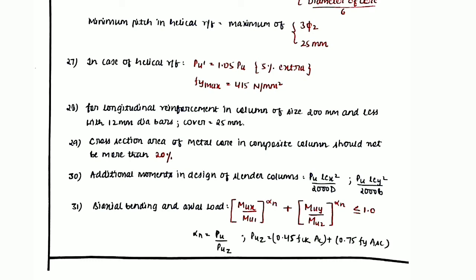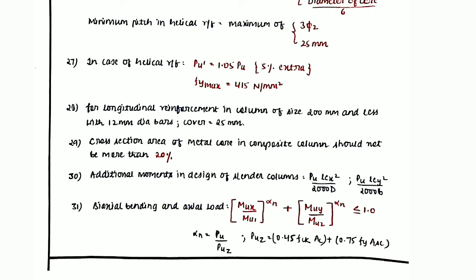Now there is one equation, that is biaxial bending and axial load. Mux divided by Mu1 to the power alpha n plus Muy divided by Mu2 to the power alpha n should be less than or equal to 1.0. Now what is alpha n in this case? It is equal to Pu divided by Puz. Pu, you are very well versed with what is Pu. Puz can be calculated by 0.45 fck times Ac plus 0.75 fy times Asc.